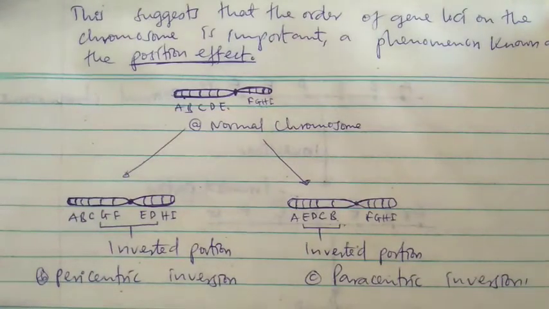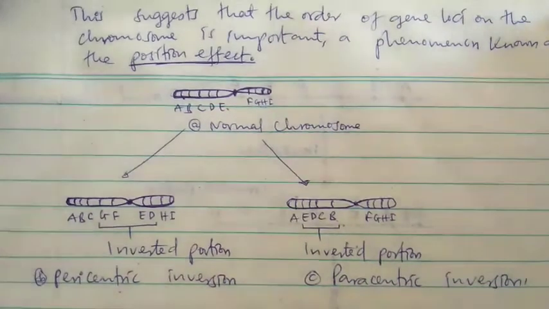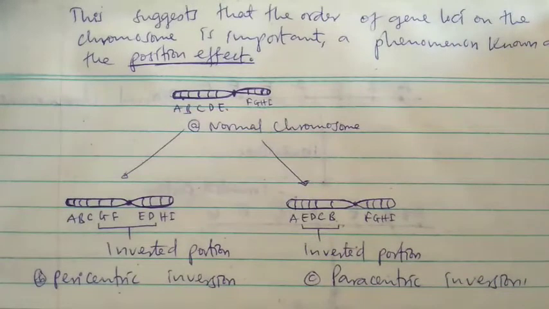Position effect ni ile effect ambayo inatokana na kwamba gene zikijipanga kwa mpangilio fulani, phenotype inaonekana kwa sura fulani. Zikijipanga kwa mpangilio fulani ambao ni mwingine, phenotype inaonekana kwa mpangilio fulani.